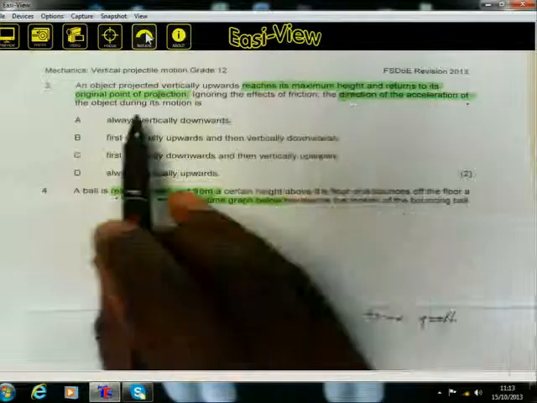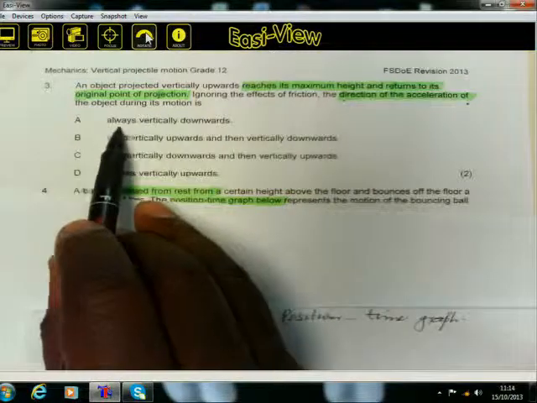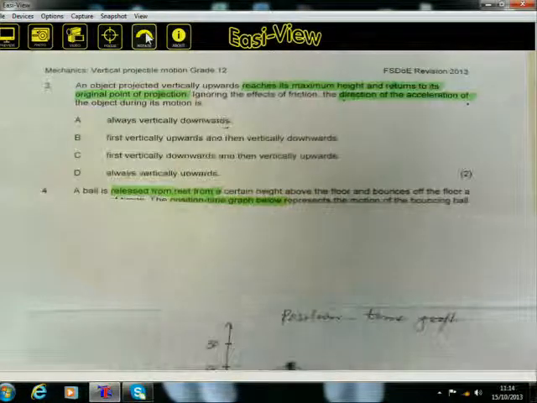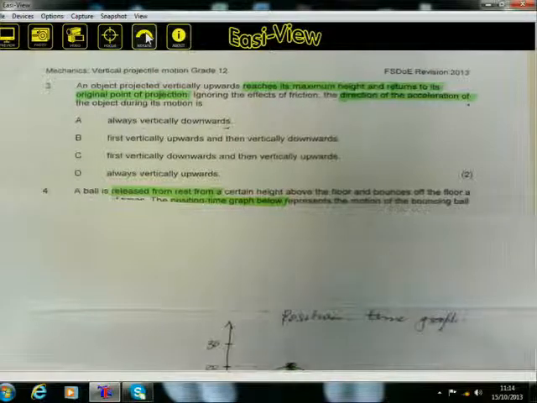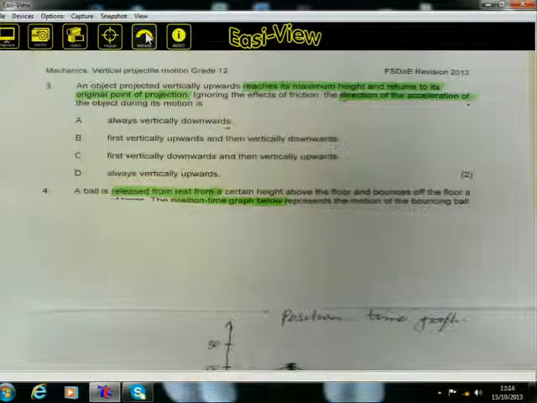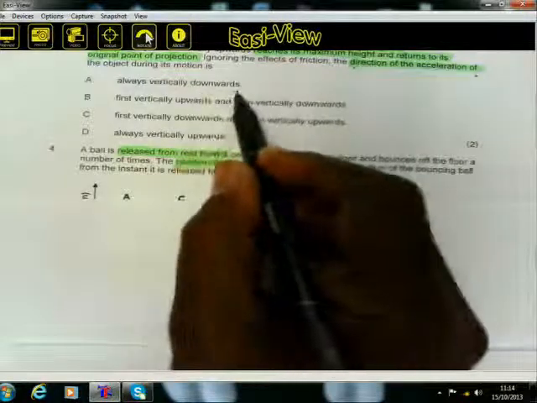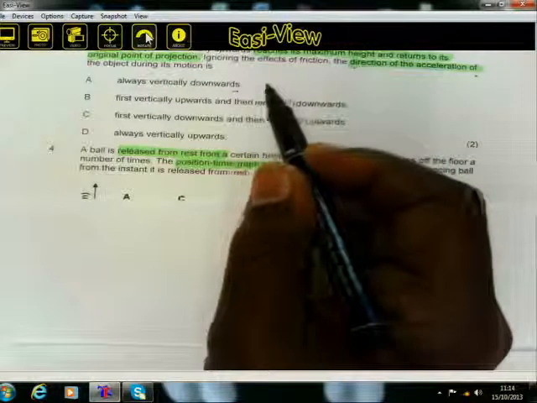the direction of the acceleration of the object is directed vertically downwards because the object's acceleration is towards the center of the earth. So in this case, if you project the object upwards, it will accelerate downwards. So its velocity as it moves up decreases. So according to this, the acceleration will be downwards.